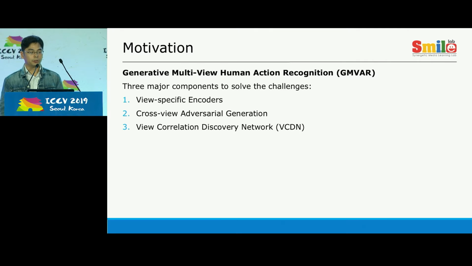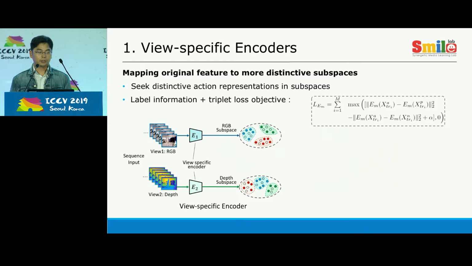So in this sense, we propose 3 modules to handle this, and we will illustrate one by one. First is the view-specific encoder. The idea is we want the view-specific encoder to transform the original action sequences to a latent space. And in the latent space, we want the same action data to be close with each other and to achieve more discriminative information. And we explore the label information and the triplet loss to align the data from different views in the latent space and to be more discriminative.